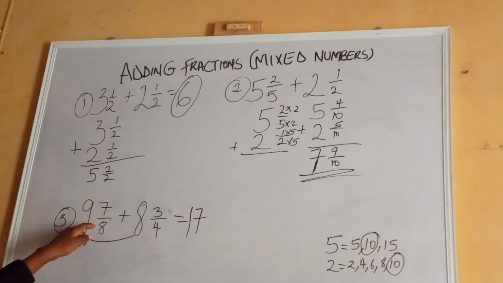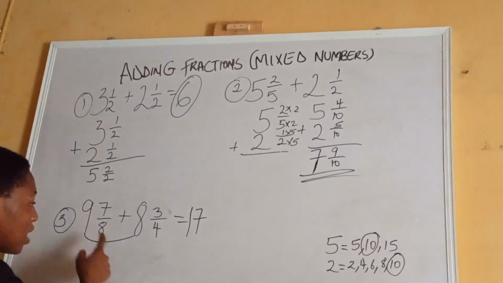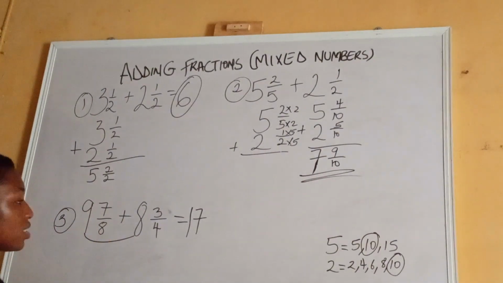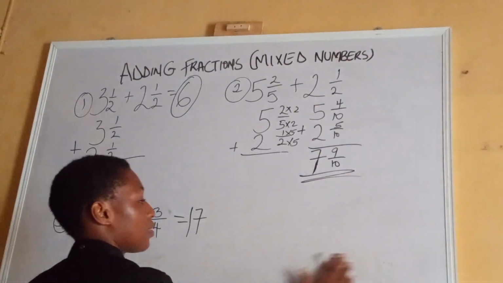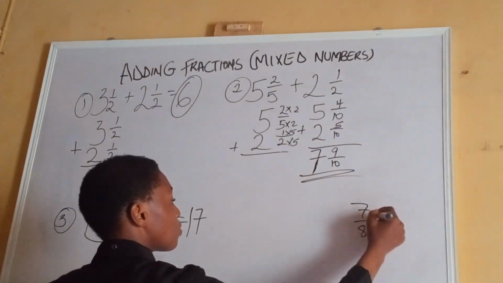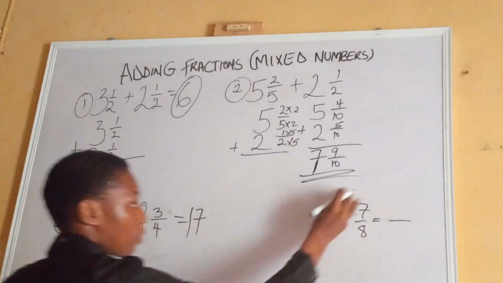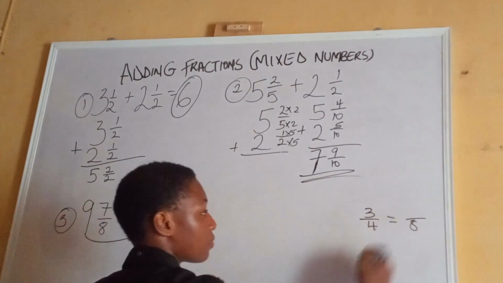Now we see that the fractions don't have a common denominator. It's not the same denominator. So we are going to look for a common denominator, right? And if you go through the LCM, you will notice that the LCM of 8 and 4 is 8. So what do you do from here? You are going to find the equivalent fraction, just like the way we have been doing it. I can do this on this end here. 7 over 8 is already 8 on its own, so I don't need to change it. I'm going to work with 3 over 4, which is equal to dash over 8.